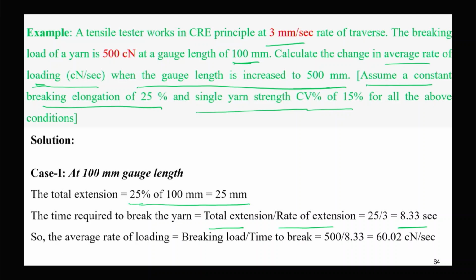The average rate of loading is breaking load divided by time to break. The breaking load is 500 centinewton and the time to break is 8.33 seconds, so it will be 60.02 centinewton per second. That is the average rate of loading. Rate of loading always changes depending on the type and shape of the curve, but here we are assuming, from the beginning to the end point, the average rate of loading.